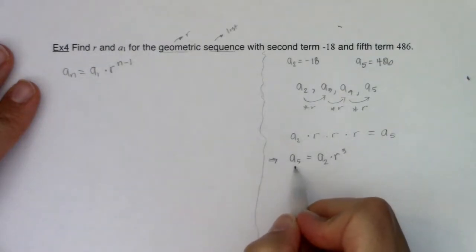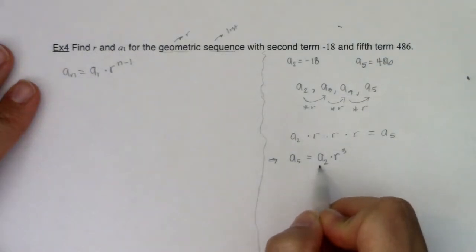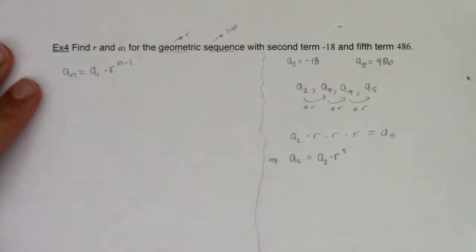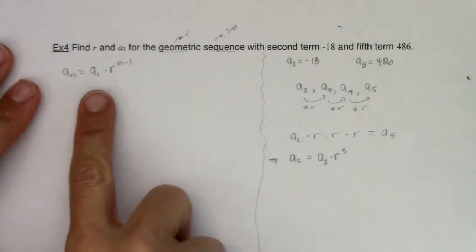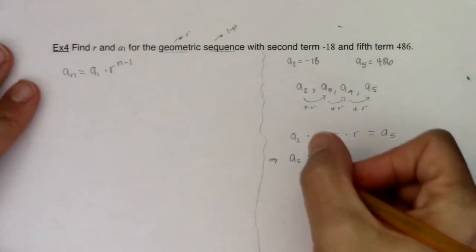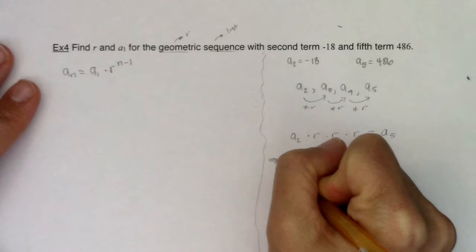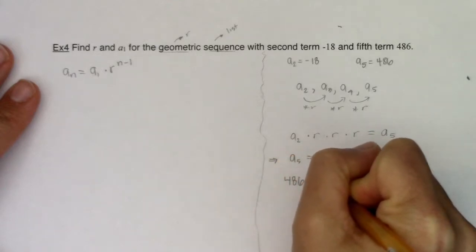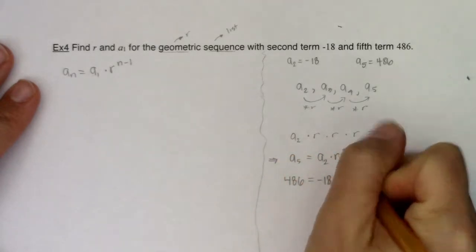Well, I know a sub 5 and I know a sub 2, that would allow me to solve for r, which is huge. I need that. First off, it's one of the things I was asked to find. Plus, I want to make my formula work for me. So I know 486 is equal to negative 18 r cubed.